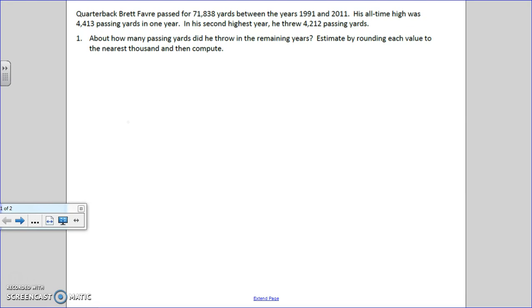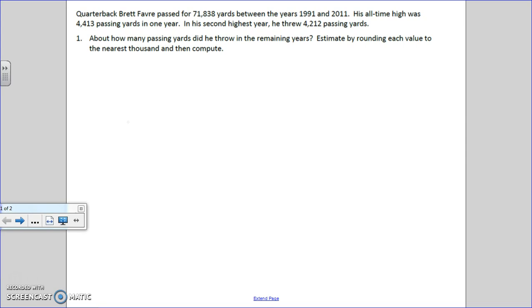His all-time high, now when we think all-time, we should think the greatest number, was 4,413 passing yards in 1 year. In his second highest year, he threw 4,221 passing yards. So now I can read the first question, and I'll go back to what's above if I need to after.